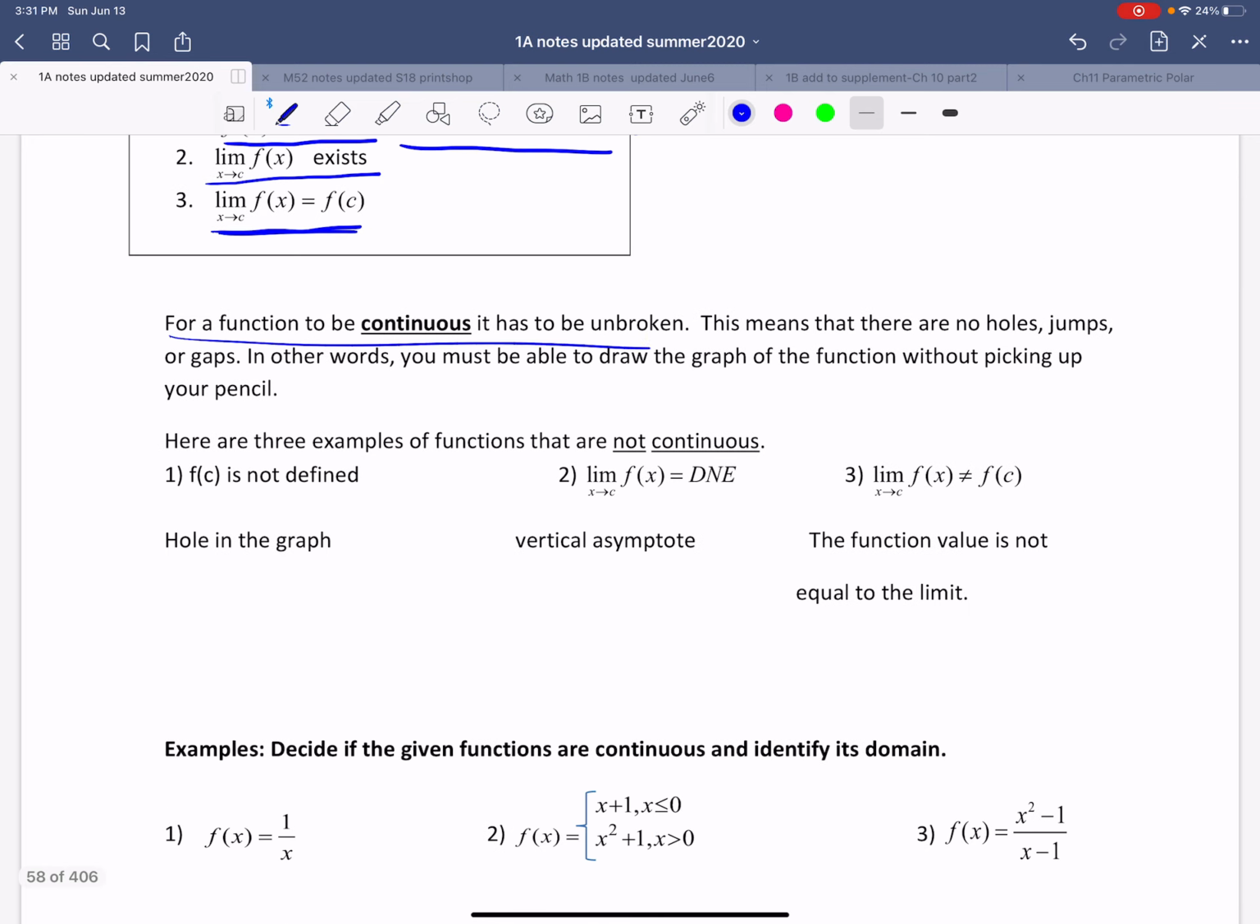For a function to be continuous, it has to be unbroken. That means no holes, no jumps, no gaps. You must be able to draw the graph without picking up your pencil. Here are examples of functions that are not continuous.